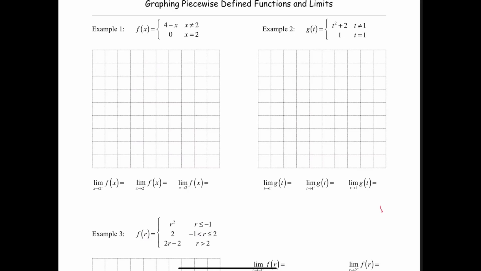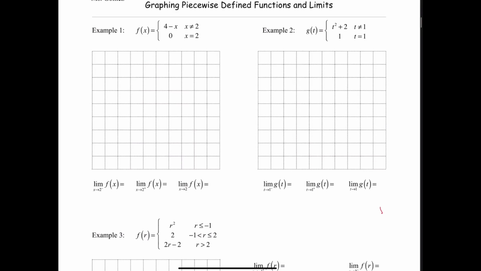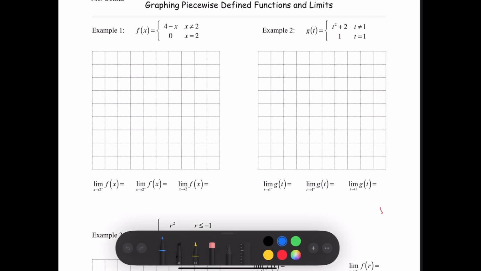Hello everyone, today we're going to be graphing piecewise defined functions and finding the limits using the graphs of the piecewise function. A piecewise function is a function with different pieces. So we're actually going to have to graph the different sections of this function. So in f of x, I'm going to have the piece of 4 minus x for this domain. And I'm going to have the function of a constant 0 for this domain.